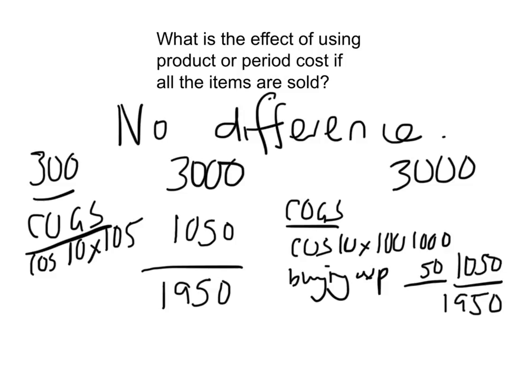If you use product or period costs and all the items are sold, all of them are sold, there is no difference between the two, if you've got a selling price that is the same, fixed for both. All right, I hope that explains the difference between the two and made it a bit clearer.